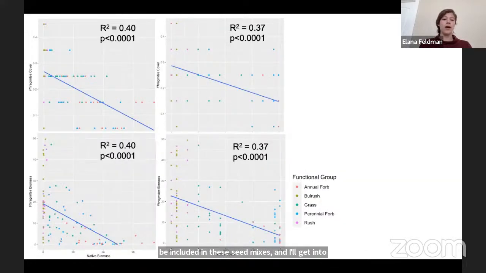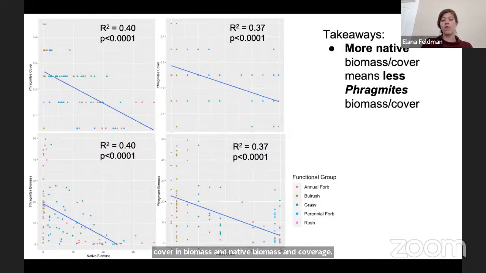So here are some more graphs. These 4 graphs are looking at all the different relationships between Phragmites cover and biomass and native biomass and cover. And the main takeaway you should get is that all 4 of these graphs show a negative relationship, suggesting that when we have more native biomass and cover, we have less Phragmites biomass and cover. So the more natives you can get into an area, the less Phragmites we're going to have.